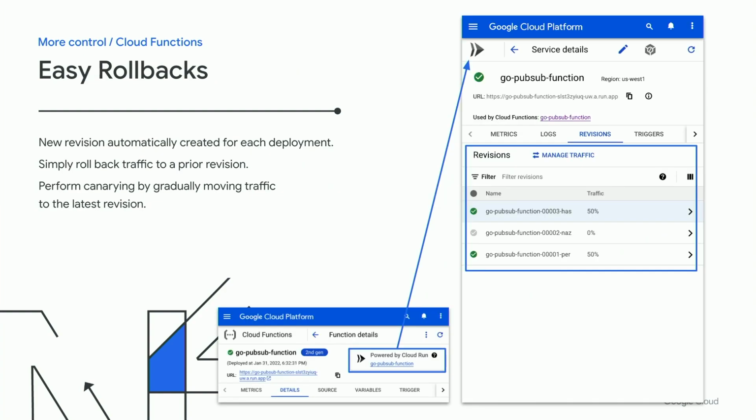Sometimes bugs make it into production and you need to quickly revert, or you may want to slowly roll out a change to a small percentage of traffic and then look for anomalies. Every second gen function creates a new revision for each deployment. Now you can control which revision gets what percentage of traffic, enabling both of the scenarios I just mentioned. Easy rollbacks help you deploy with more confidence.